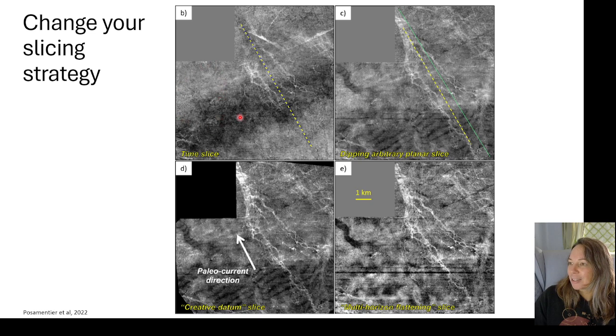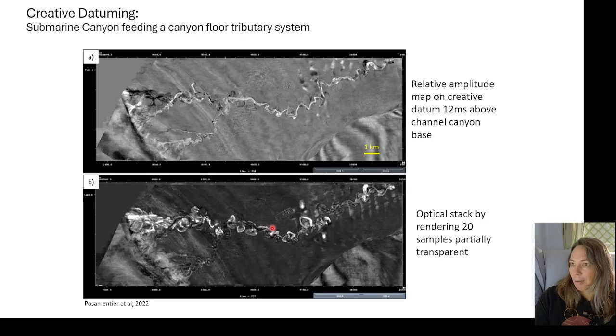In this case, we've got our time slice, and we could see portions of what looks like a channel system. Now we've got a dipping arbitrary planar slice. And then down here in D, we've got our more creatively datumed slice, so you're able to image more of the channel system itself. And then here we've got a multi-horizon flattening slice. So let me go through some of that more.